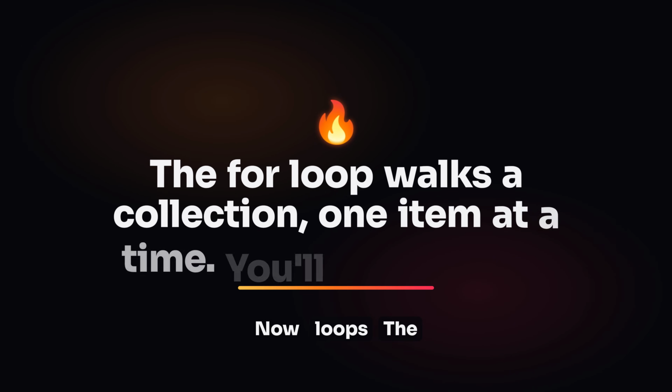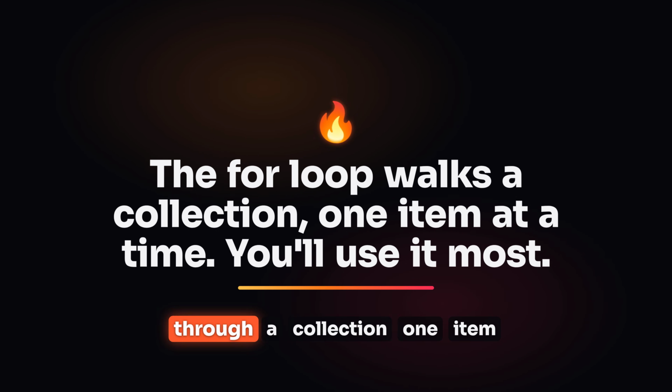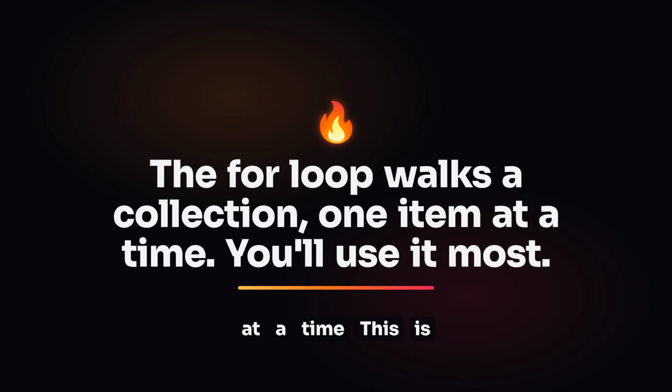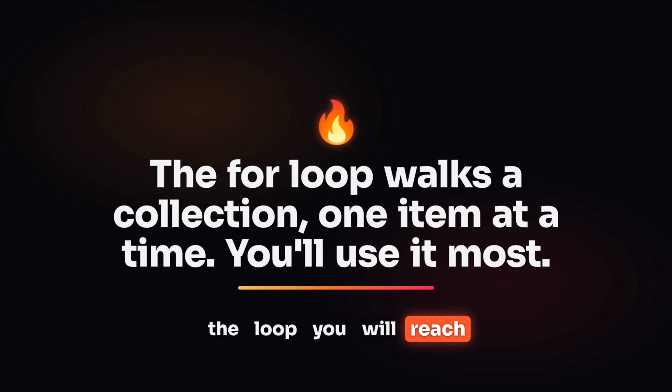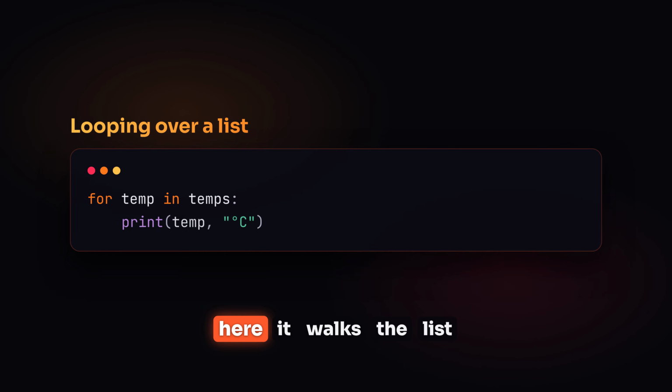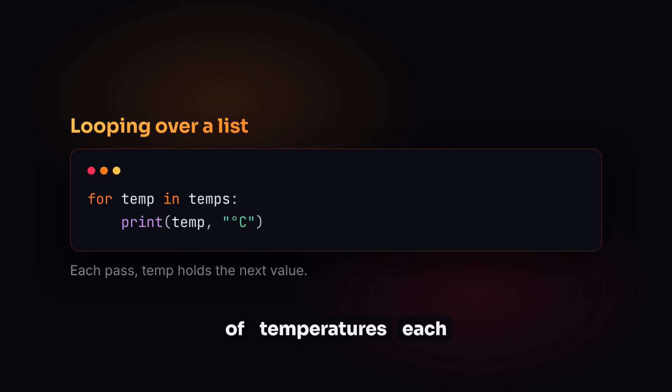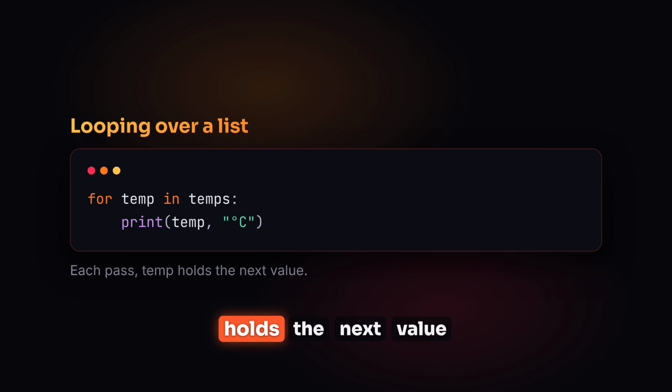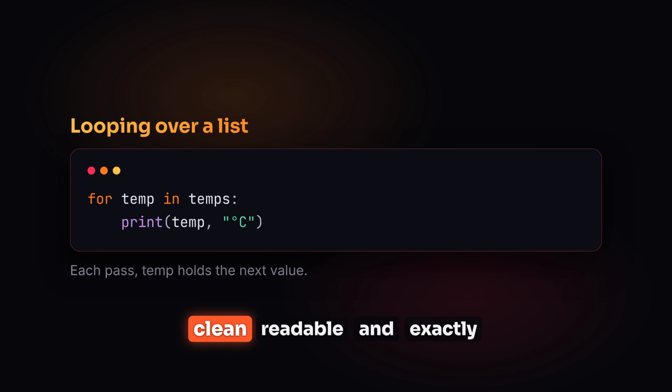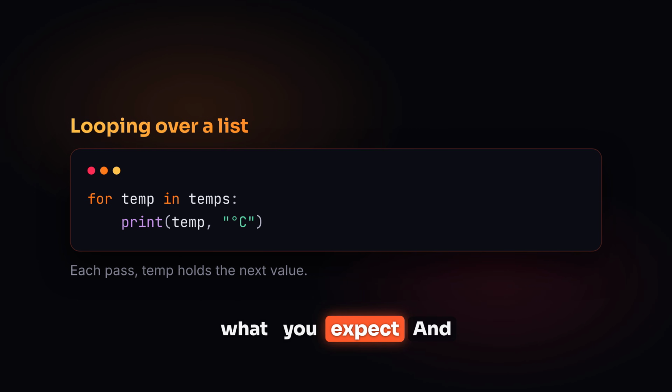Now loops. The for loop walks through a collection, one item at a time. This is the loop you will reach for the most. Here it walks a list of temperatures. Each time around, temp holds the next value. Clean, readable, and exactly what you would expect.